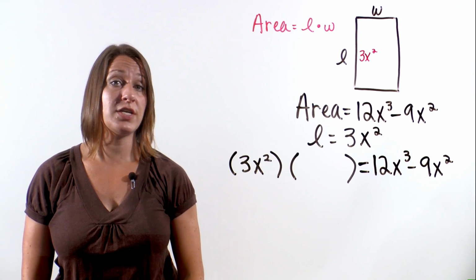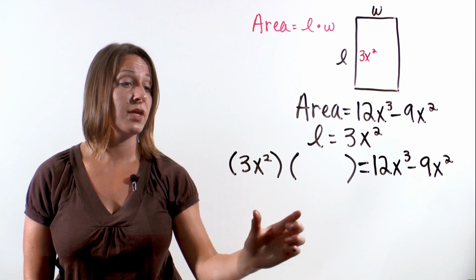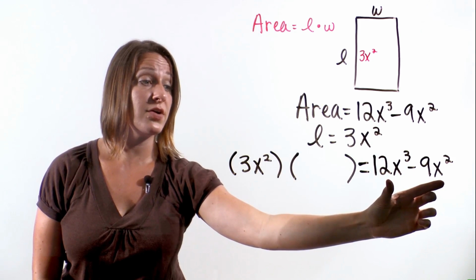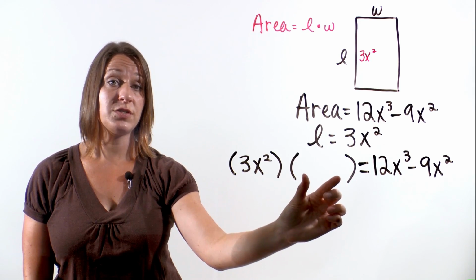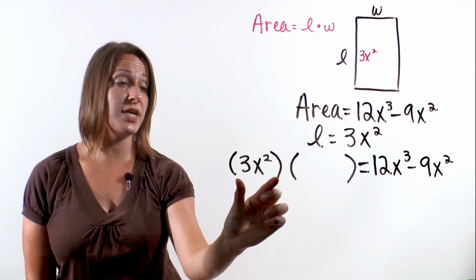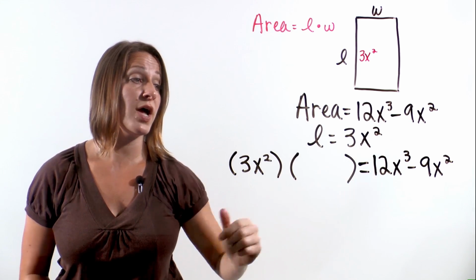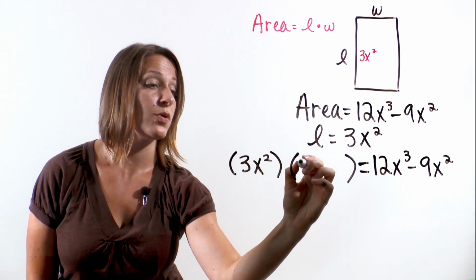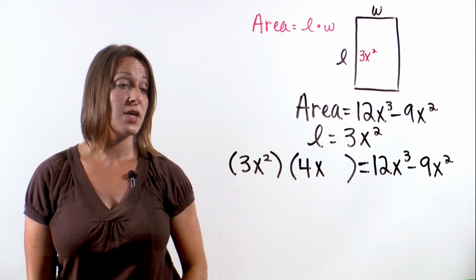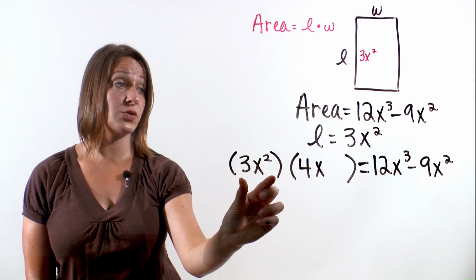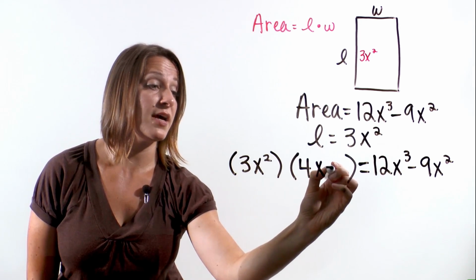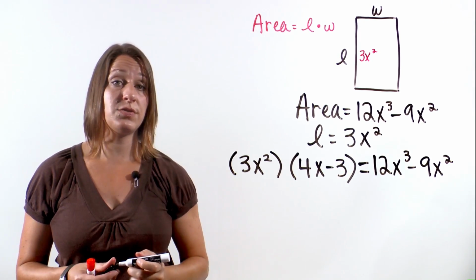We can also take a look at this as a factoring problem. If we were to factor out the 3x squared from our area, we would be left with what our width would be. So let's try it. If we factor out 3x squared from 12x cubed, we would get the value 4x. If we factor out 3x squared from minus 9x squared, we would be left with a minus 3.